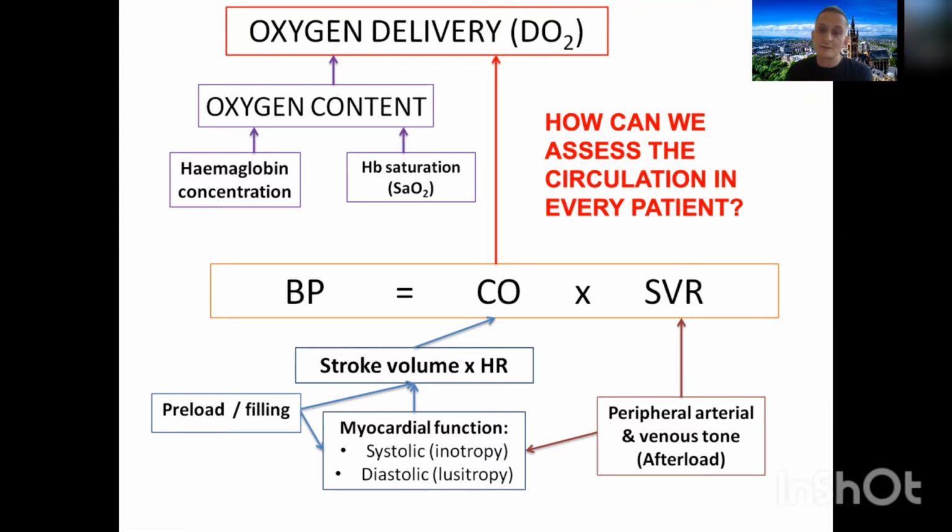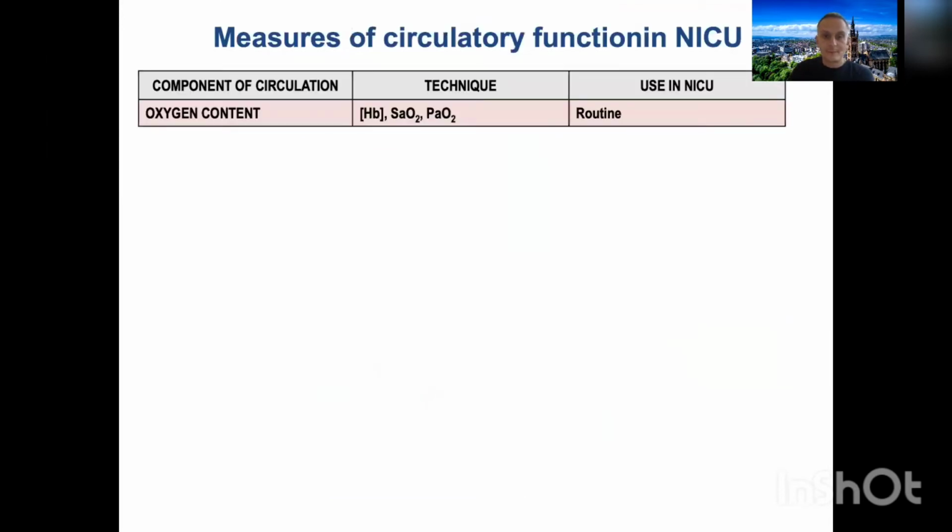The next thing I'd like to talk about is how can we assess the circulation in every patient? And ideally, if we want to assess the circulation, we want to assess all of these different components of the circulation. So let's talk about how we might do that in a neonate. First of all, oxygen content. Well, we assess that routinely. We look at hemoglobin concentration, we look at the oxygen saturation, and if we've got an arterial blood gas, we can look at the partial pressure of oxygen in the arterial blood.